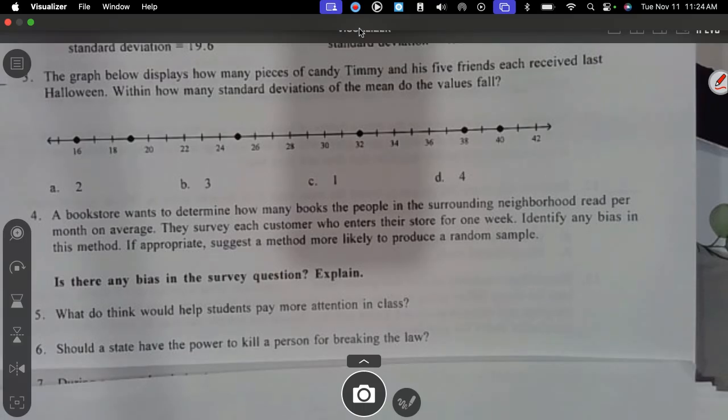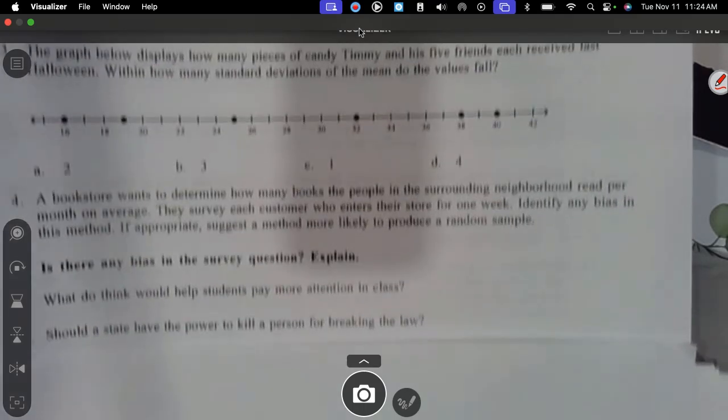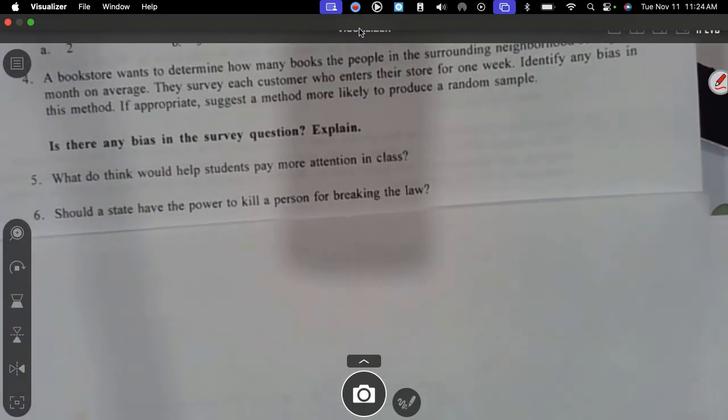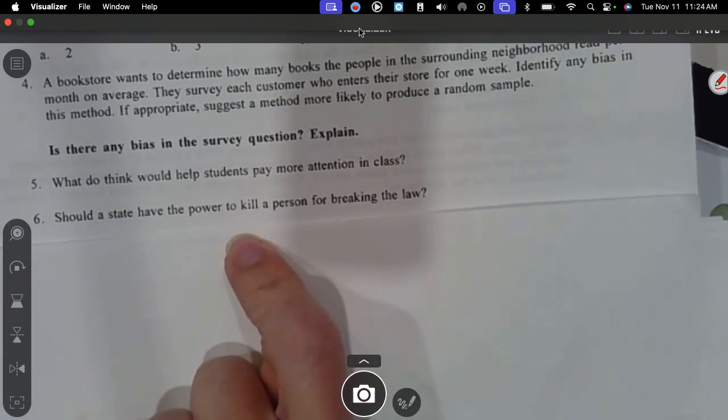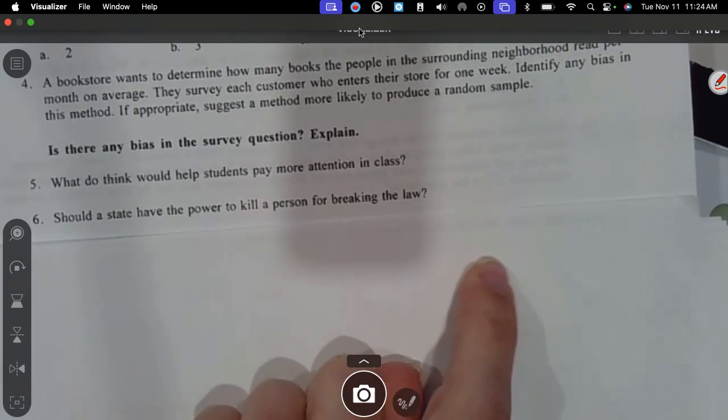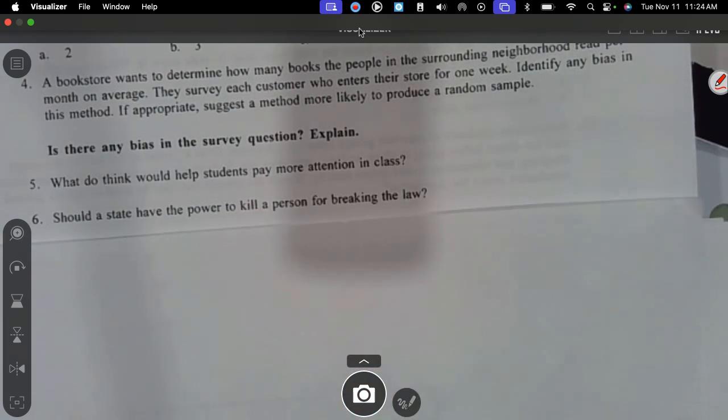Should a state have the power to kill a person for breaking the law? This is a loaded question. Yes, there's bias. Please do not answer the question, and don't laugh, because somebody's going to answer it. They will take this question and they will answer it, and they will give me their opinion. But somebody's going to do it.